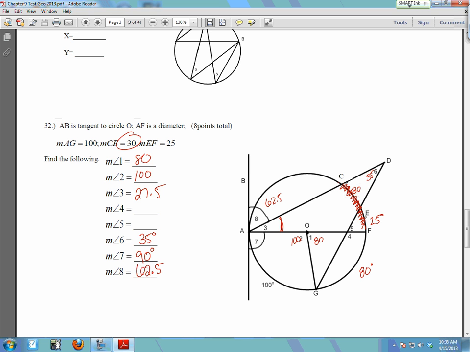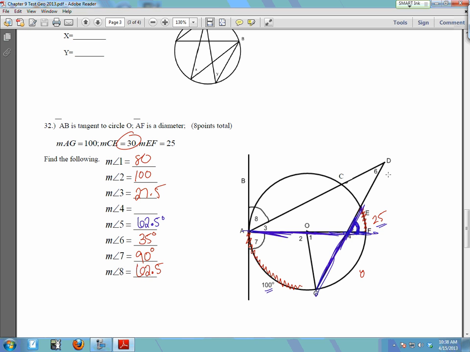Angle 4 down here, kind of work with 4 and 5 together. We know from the directions that EF is 25, and we know that this arc out here is 100. Those two arcs are formed by that chord and that chord. So what we know is that that angle right there, which is angle 5, is going to be half the sum of these two arcs. So I take 25 plus 100, which is 125. Half of that is 62.5. So angle 5 is 62.5 degrees, because 100 plus 25 times a half.